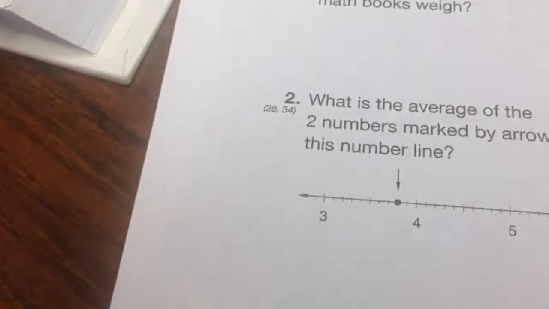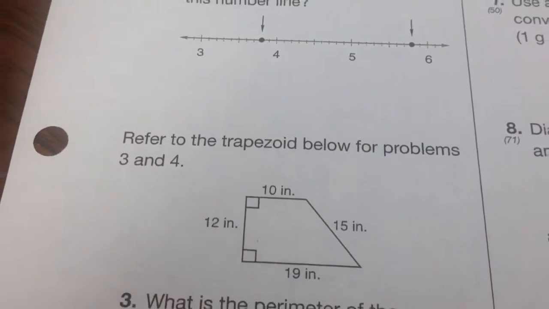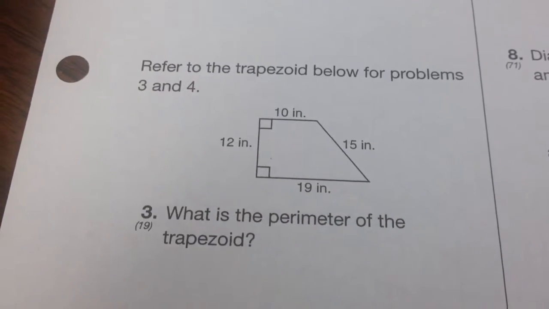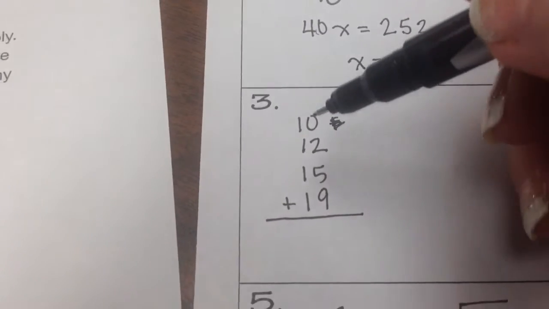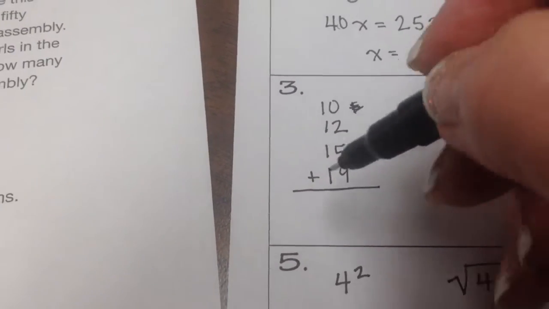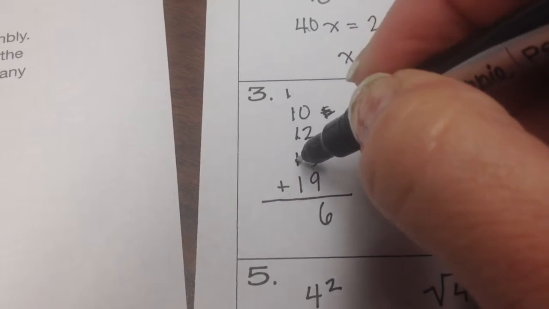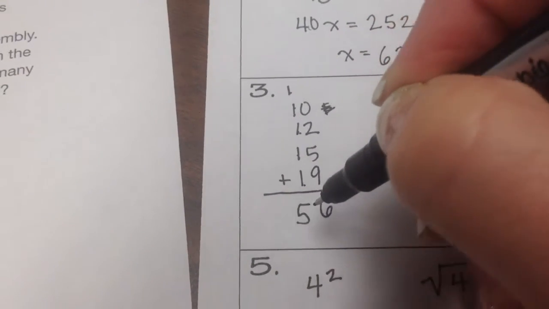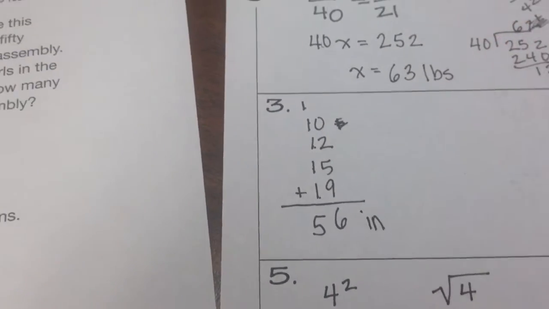Number 3, trapezoid. Okay, you need to know the formula for trapezoid. And it's going to say, first of all, what is the perimeter? Well, all we have to do is add that all up, right? So here we go. We're going to add them all up. 7 plus 9 is 16. So put the 6 here. Carry the 1. 1, 2, 3, 4, 5. 56. 56 what? Inches. So 56 inches is my perimeter.